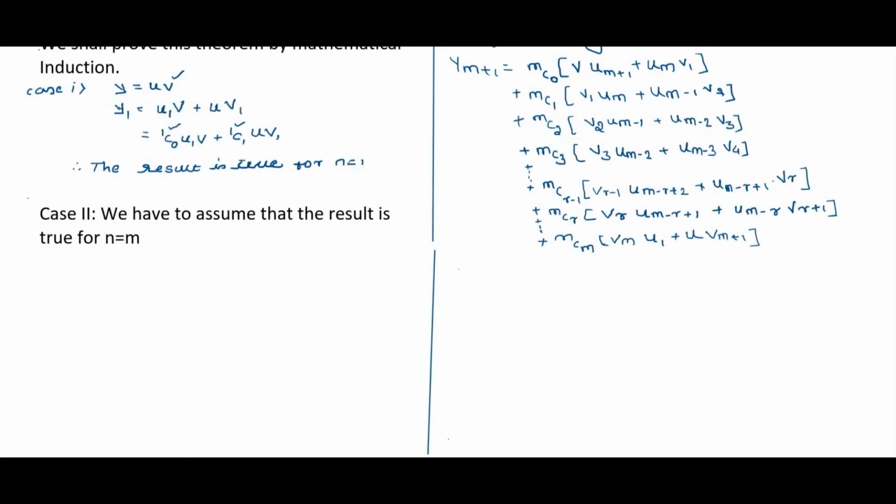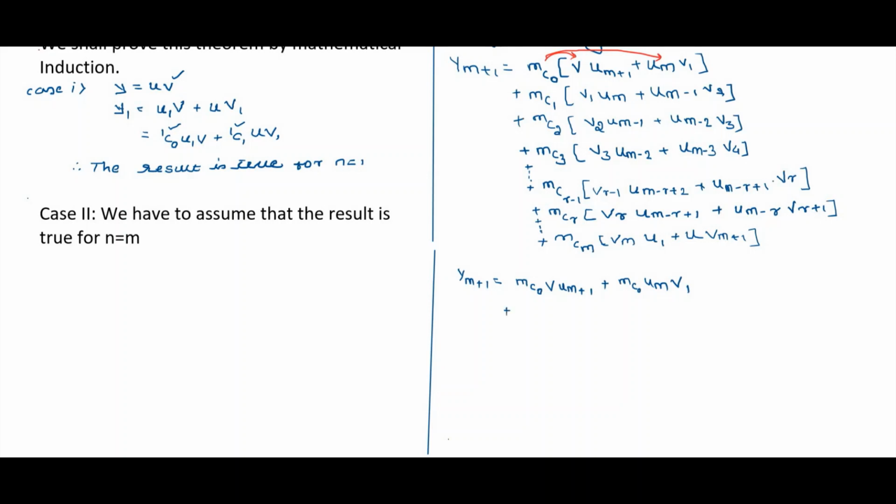Now y_(m+1) is equal to, you have to multiply or simplify this. mC0 into this first term is mC0 v u_(m+1), plus, now multiplying the second term, mC0 into this second term is mC0 v1.